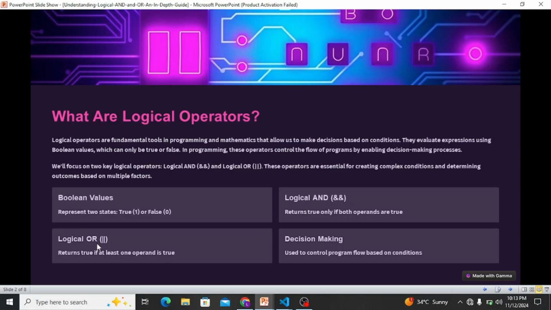So by the end of today's class, guys, you should be able to understand what Boolean values are and their significance. You should be able to read and interpret truth tables for logical AND and logical OR, and you should be able to recognize the concept of short circuiting in logical operations.